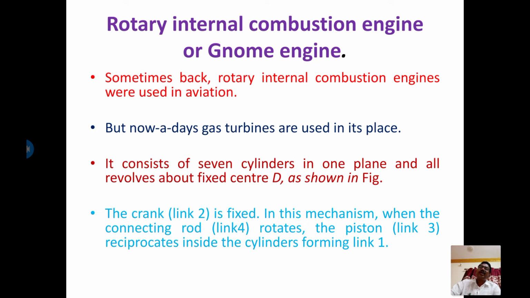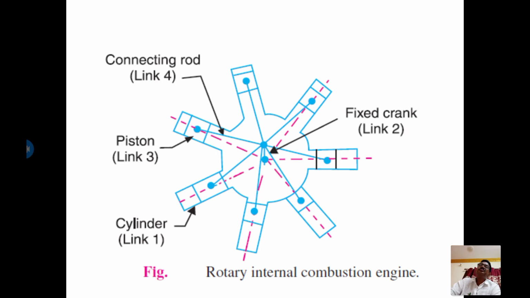Now crank 2 is fixed in this mechanism. When the connecting rod rotates, the piston reciprocates inside the cylinder forming link 1. You are observing that the cylinders are link 1 and the fixed link is the crank. The connecting rod rotates as the piston reciprocates. So the connecting rod is rotating, the piston is reciprocating, and the cylinder rotates.